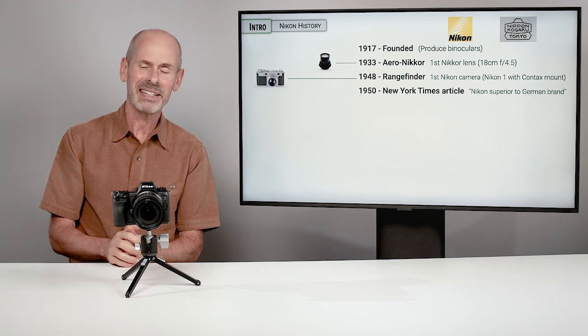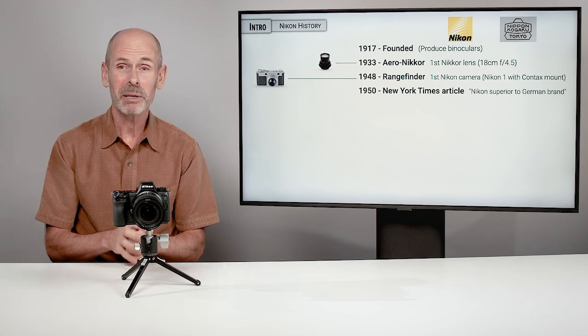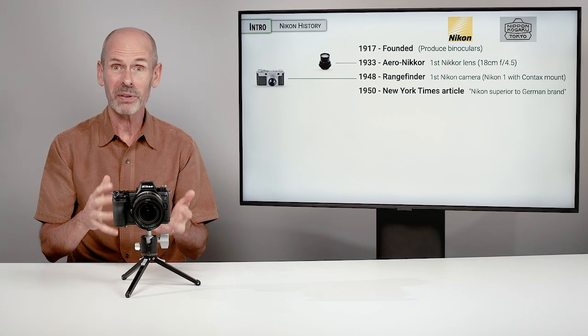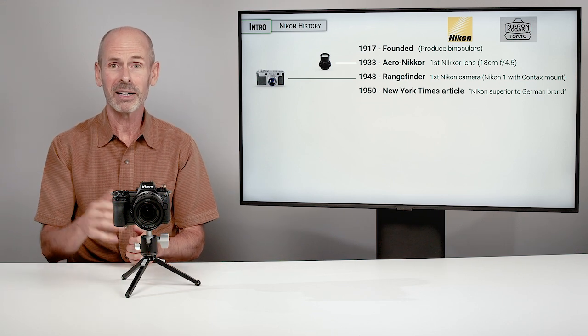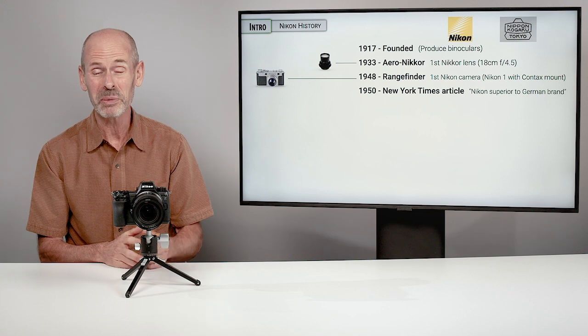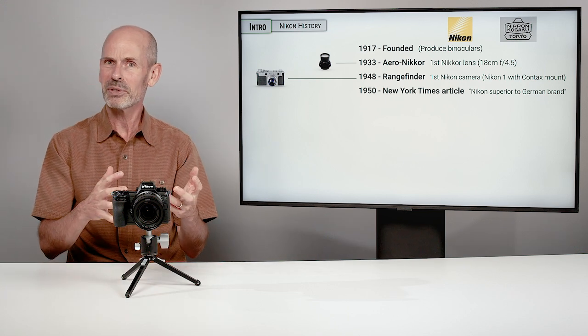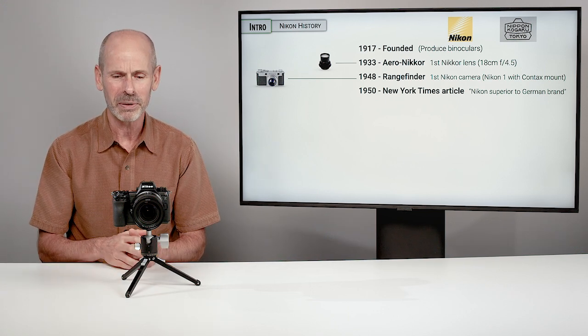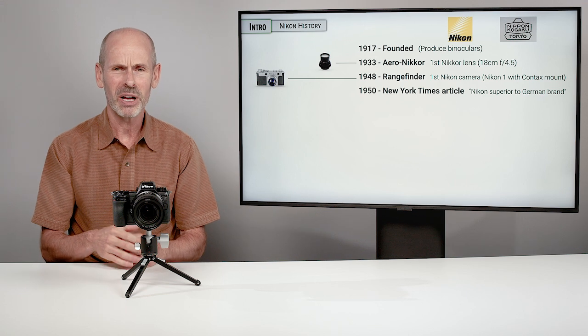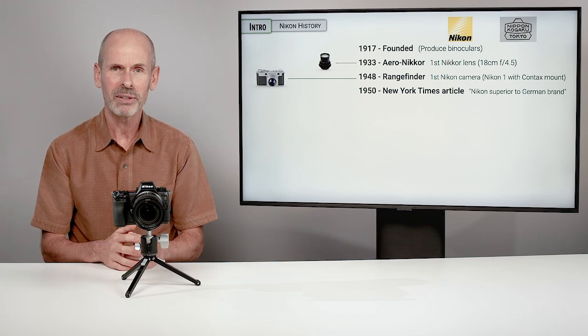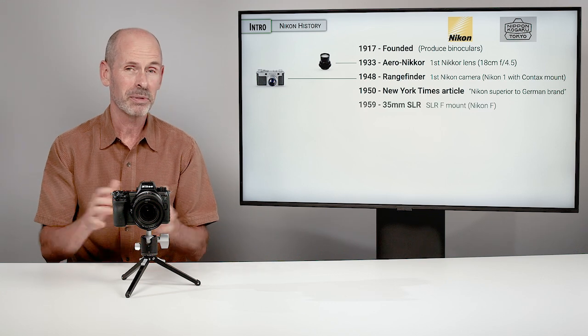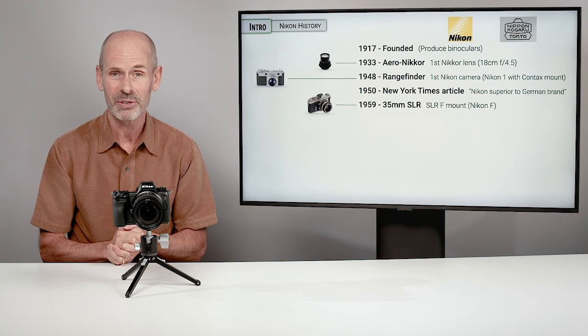And back in the day, in 1950, this was a really big deal because there were some very serious, professional, renowned photographers that said Nikon was as good as these other German brands out there. And this was kind of a revolution to a lot of people. At the time, Japan was not known for making high quality electronics. And this really changed the mindset and really helped propel Nikon to where it is today in some ways.